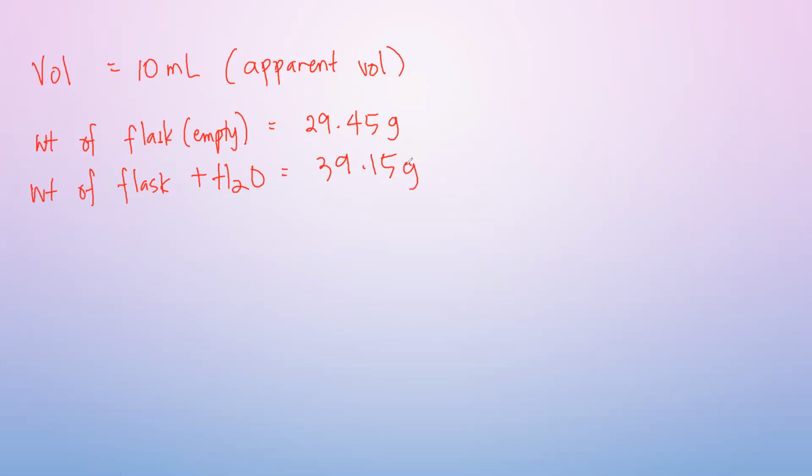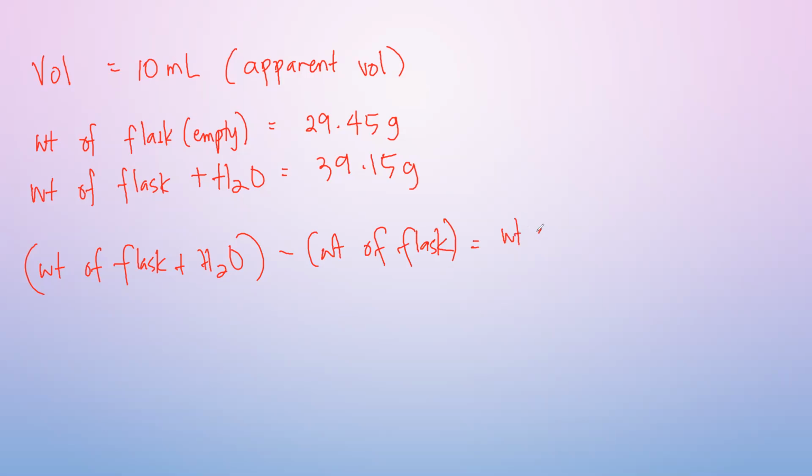And then, the next step is to compute for the weight of the water so that we can know the true volume. What we will do is just subtract: the weight of the flask plus the water minus the weight of the flask. You will get the weight of the water. So that's 39.15 minus 29.45 grams. This is in grams.